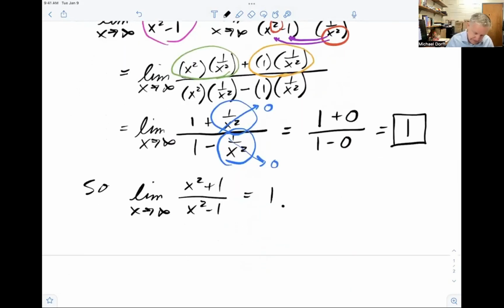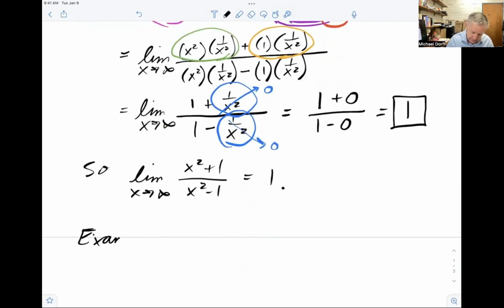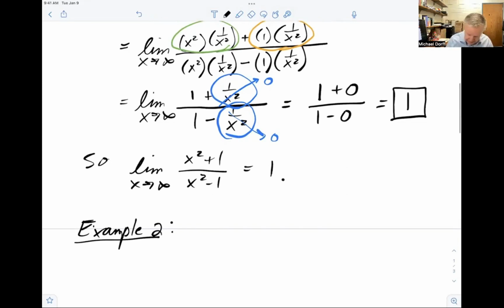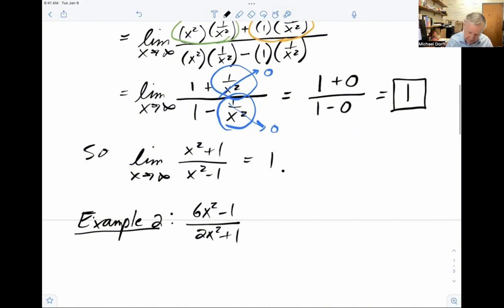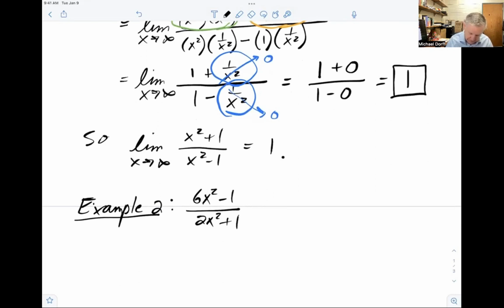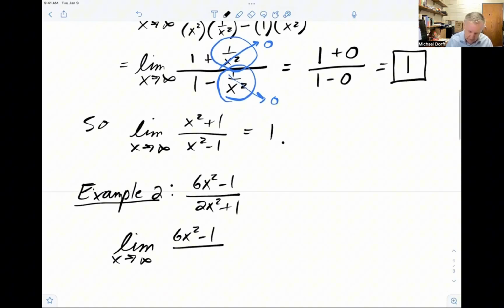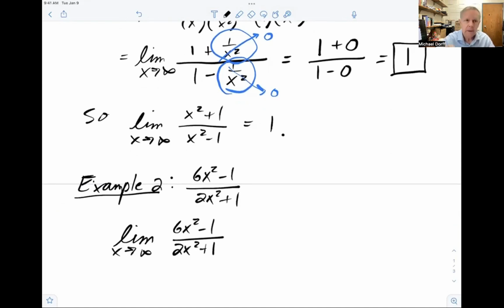What if I had something that looked like the following? Let's look at example number 2 here. In this example, what if I had 6x squared minus 1 over 2x squared plus 1? And I want to look at that limit. So I should have put that limit. Sorry. The limit as x goes to infinity of 6x squared minus 1 over 2x squared plus 1. Let me bring up Desmos here, see if I have that in here.